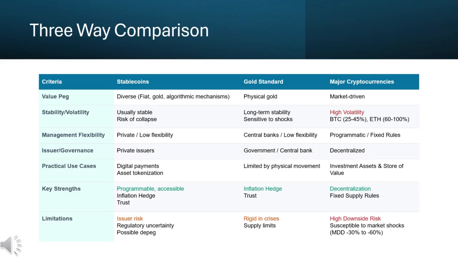This table summarizes our three-way comparison. The gold standard provided long-term stability but rigid crisis response. Stablecoins offer programmability and accessibility, but face issuer risk and regulatory uncertainty. Major cryptocurrencies provide decentralization and fixed supply rules, but suffer high volatility and significant downside risk. Each system represents different trade-offs along the axis of stability, decentralization, and policy sensitivity.